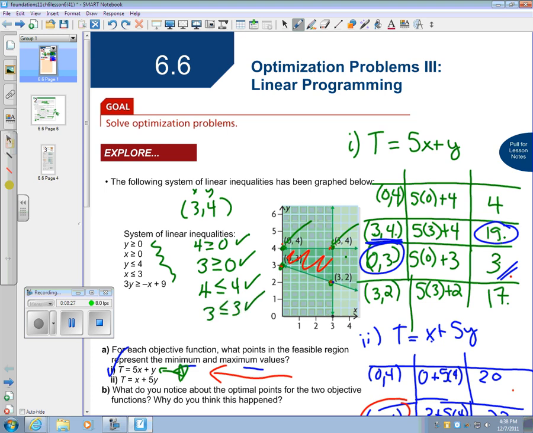Okay, here comes a tough one. 3y greater than or equal to negative x plus 9. So 3 times 4 is 12, greater than or equal to negative 3 plus 9, which is 6. So 12 is greater than or equal to 6. Bingo. Okay? That's the only new step we're adding, that we have to verify.